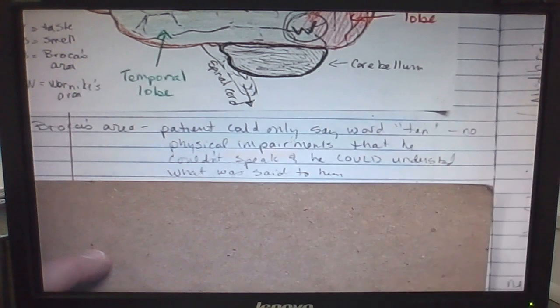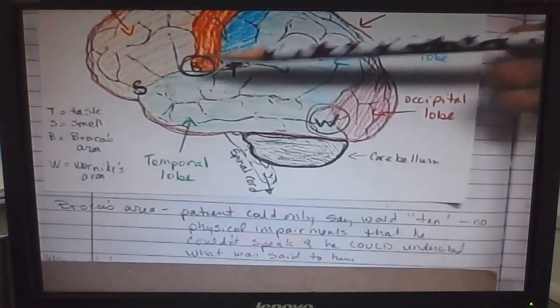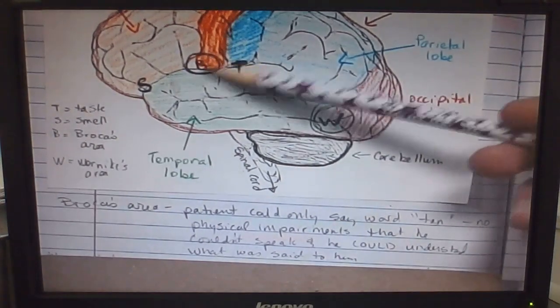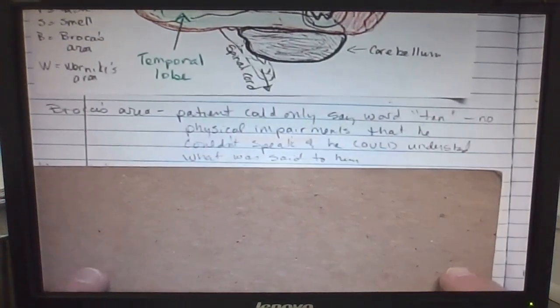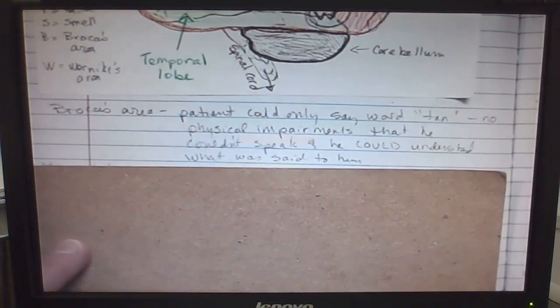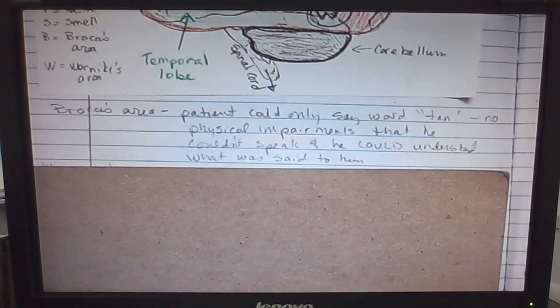coherent sentence back. So when the patient passed away, they did an autopsy and noticed that there was damage to that area of the brain, and so that ended up being called Broca's area. It affected language production. So he could understand, but he could not put together words that would communicate to others.